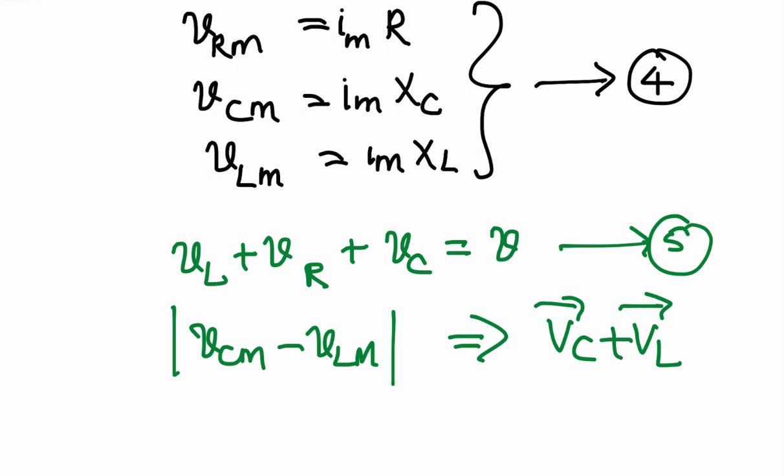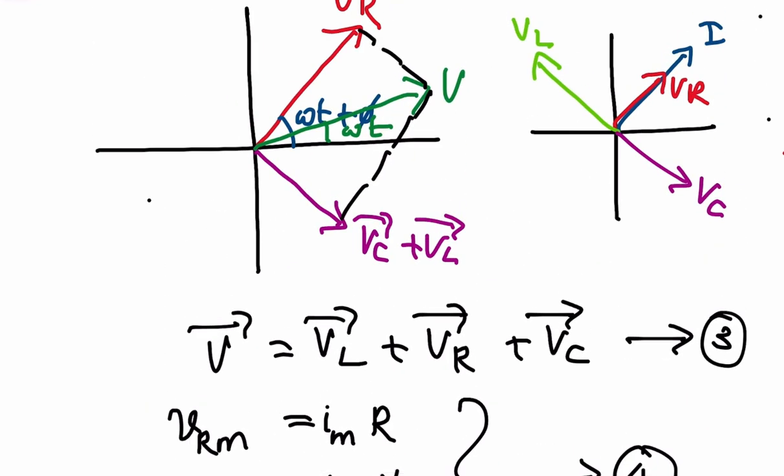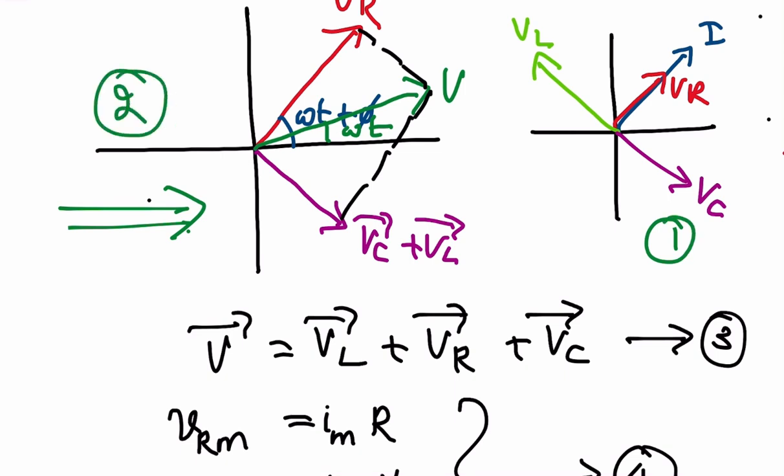Now VC and VL become one side of the parallelogram. I'll take you up and show you here. VC and VL, which is shown by the purple color in this diagram. So you can see here, this is the diagram I'm talking about. I'll call this diagram number 1, this is diagram number 2. Then if you see in diagram number 2, you can see VC plus VL is one side of the parallelogram and VR is the other side of the parallelogram.